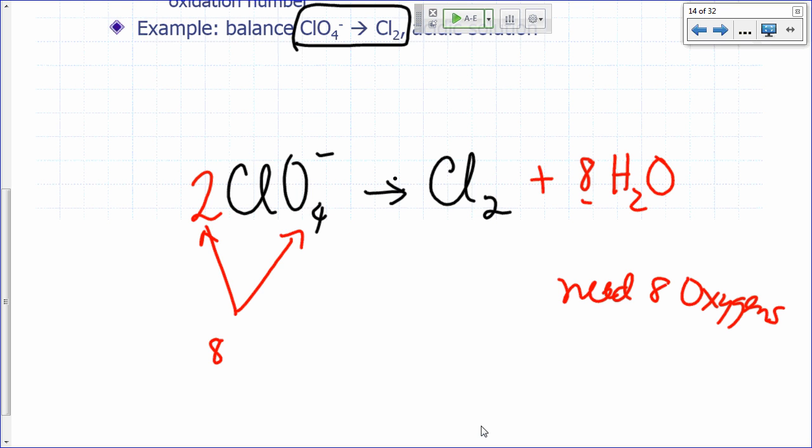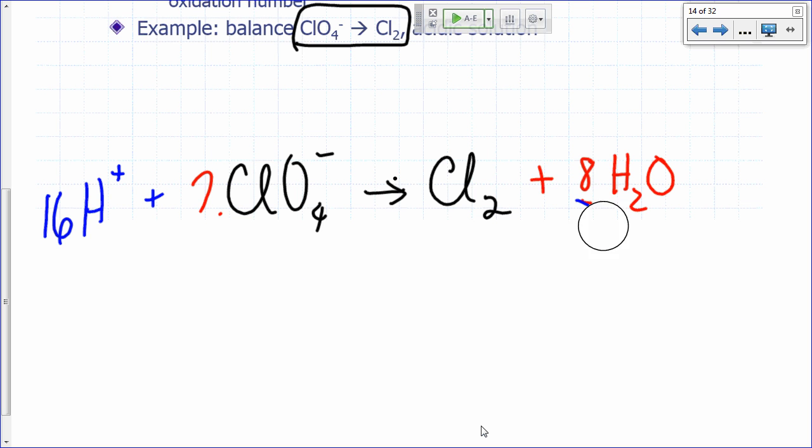Next step, balance hydrogen. How many hydrogens on the left? No hydrogens. How many hydrogens on the right? 8 times 2, 16. So I add 16H plus to the side that needs it. So all my atoms are now balanced. The last step is balance charges. Okay?